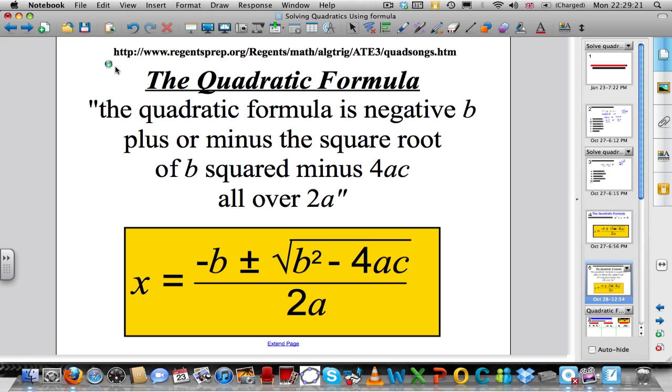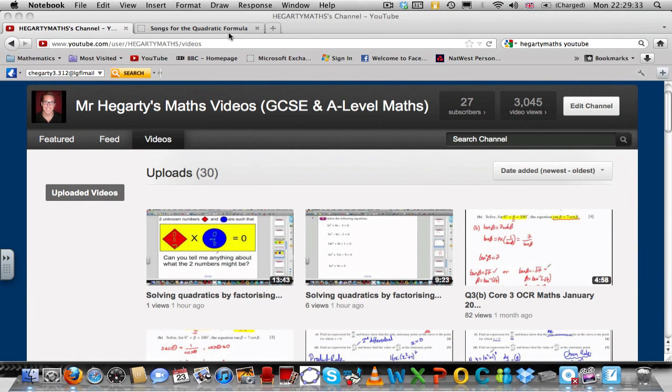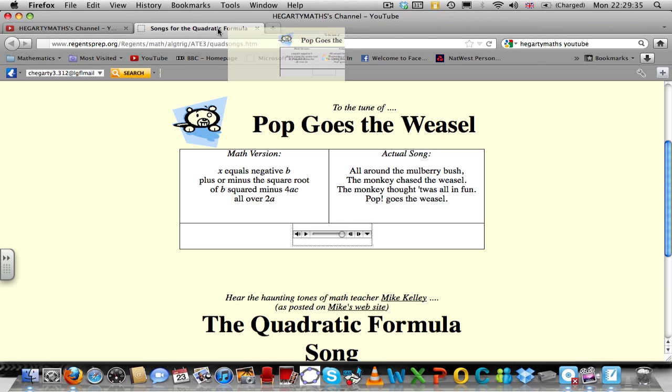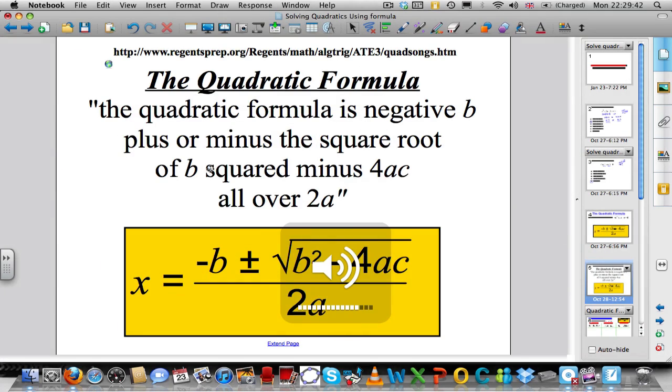Here is a method to try and remember it. I'm afraid it's a song. I'm going to sing a song for you. I'll do anything so the students learn. I'm not a great singer, but I'm prepared to do it as long as you learn this formula. And it goes to the music of Pop Goes the Weasel. Here we go. Okay, ready?